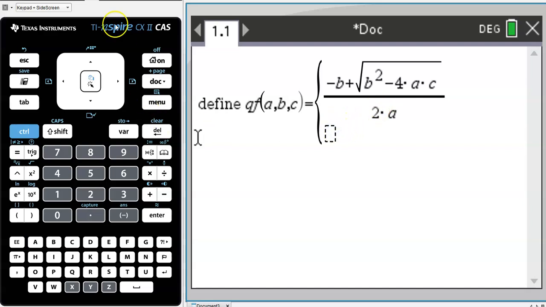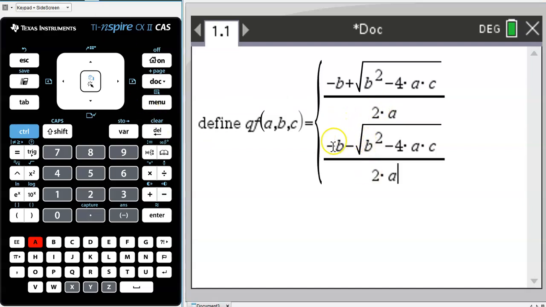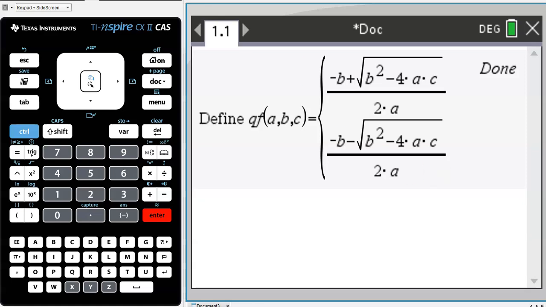And I'll repeat that down below, only this time I used a subtraction sign instead of a plus sign. So when we tap enter here, the calculator now has accepted that program and it's stored QF in there. So when I type QF this time, you'll see that it goes to bold type, and that lets me know that it's ready to perform the operation based on the three coefficients that I supply.